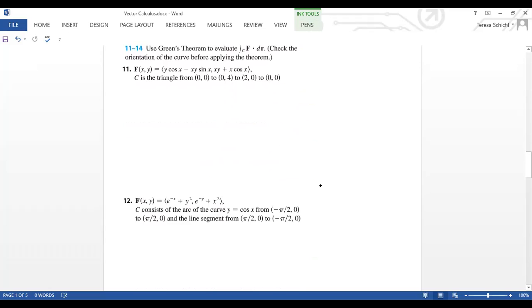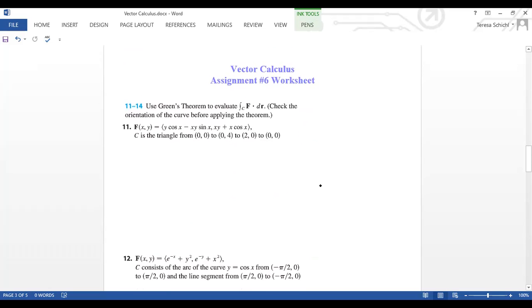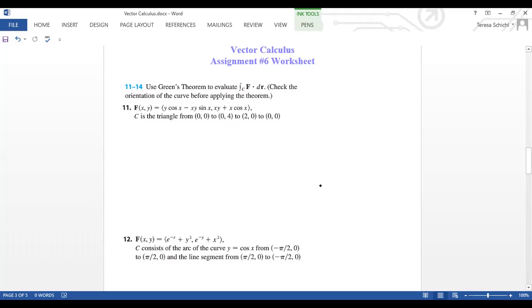Okay, so we try to do two more problems here. For this problem, f of x y is equal to y cosine x, and it's pretty complicated. C is the triangle. Okay, let's see here. C is a triangle from 0, 0 to 0, 4, then from 0, 4 to 2, 0, and then back here. So this is my triangle here, right?